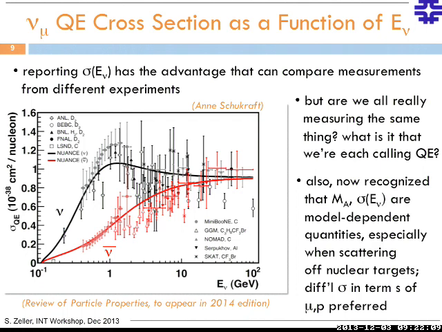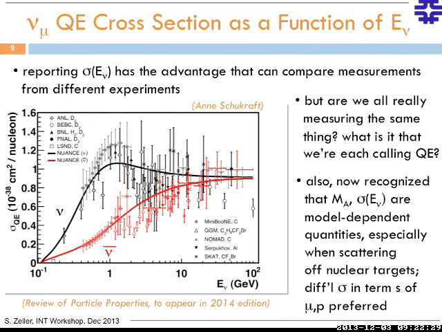Plotting all the data on this type of plot also calls into question, what is it that we're actually all measuring? Are we all measuring really the same thing? We have different detectors, different selection, different nuclear targets. What is it that we're each calling quasi-elastic? We call it quasi-elastic so we can put it on this plot, but are we really measuring all the same thing?